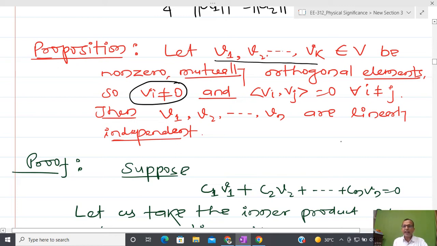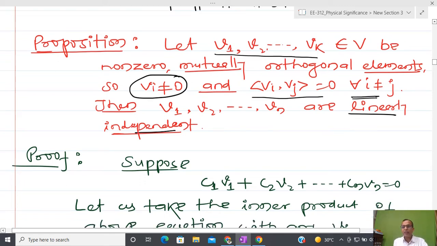Okay, and since this is orthogonal, this condition is also obvious: their inner product of vi and vj should be 0 when i is not equal to j. So what we are claiming is that if v1, v2, ..., vk are mutually orthogonal and satisfy this kind of property, then they are also linearly independent. So I have to prove that v1, v2, ..., vk are linearly independent.